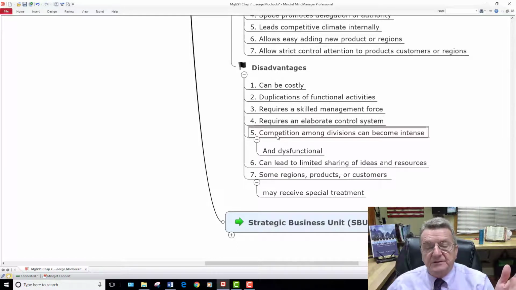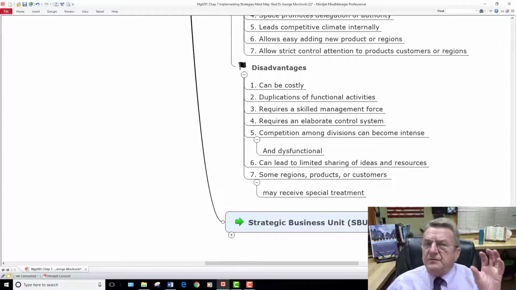Competition among the divisions can be intense and dysfunctional. Can lead to limited sharing of ideas because I just want my division to look better. So your top managers have to be able to work together.